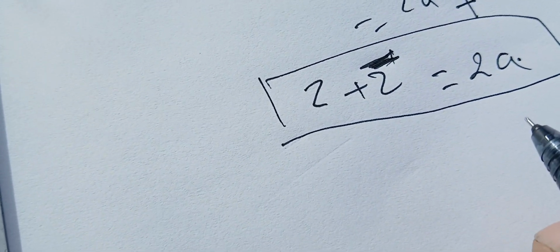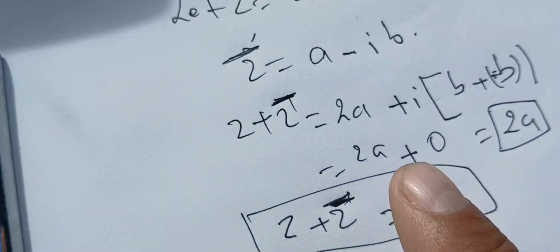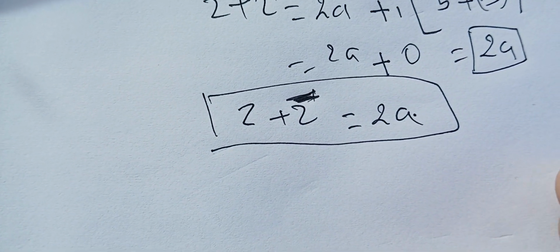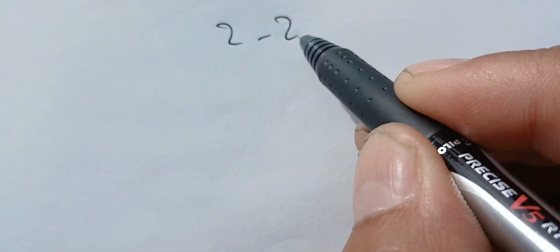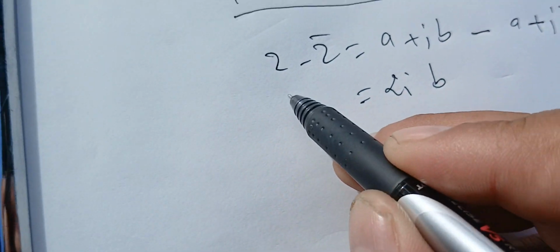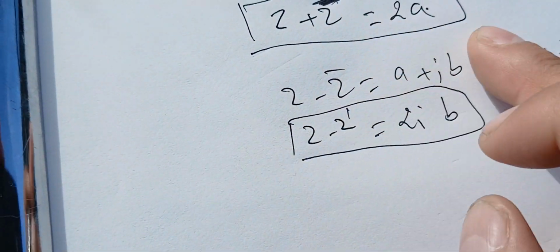Now let's compute z plus z bar, which is 2a, and let's compute z minus z bar. That's the one that we need. So we have z minus z bar, it's a plus ib minus a minus ib, which is 2ib. So here z minus z bar is 2ib, and z plus z bar is 2a.